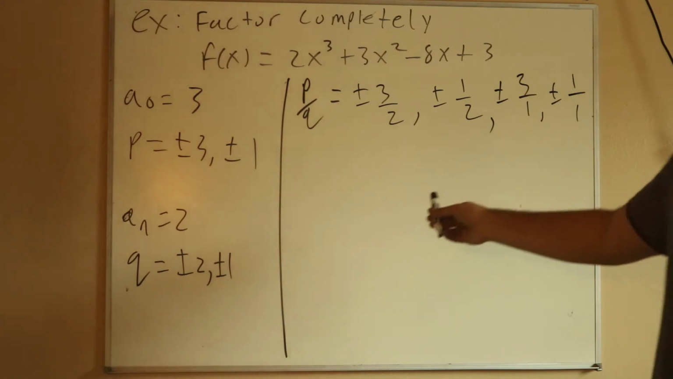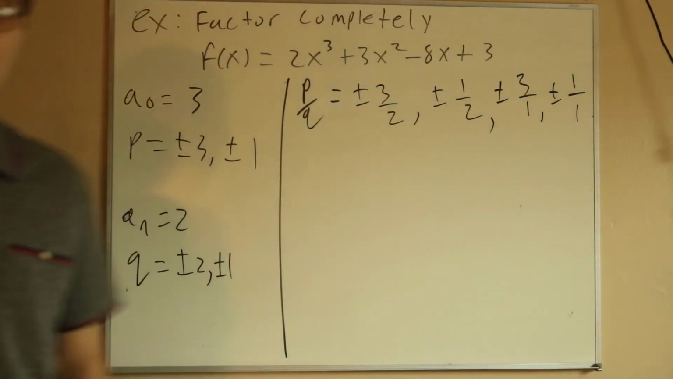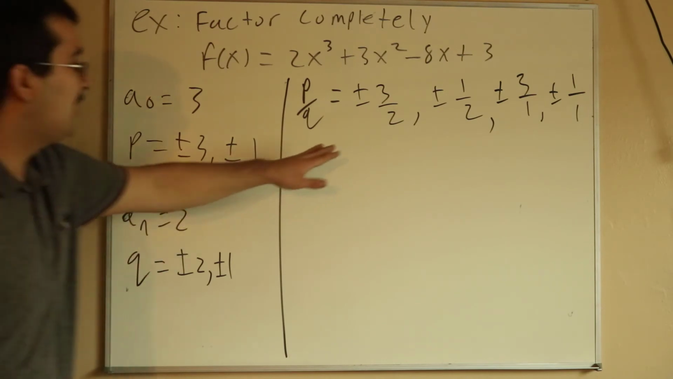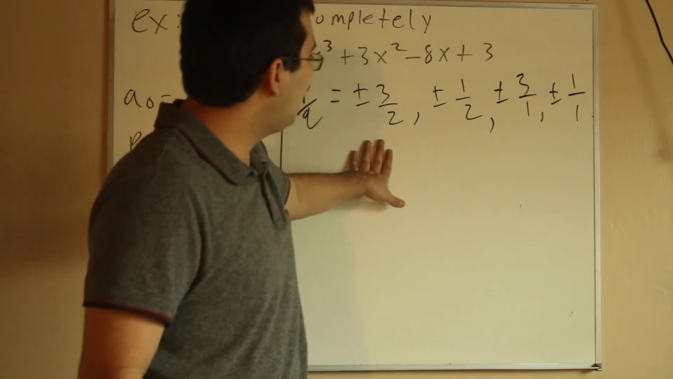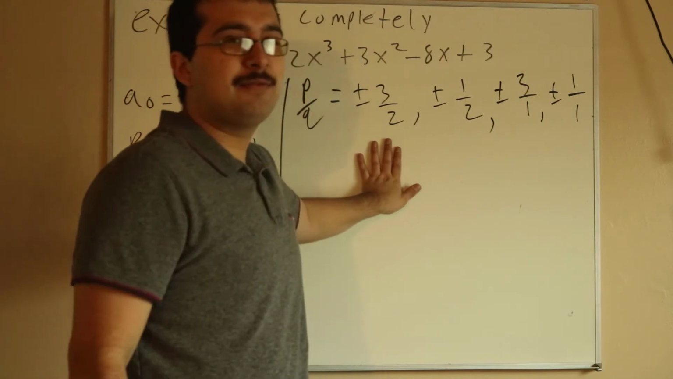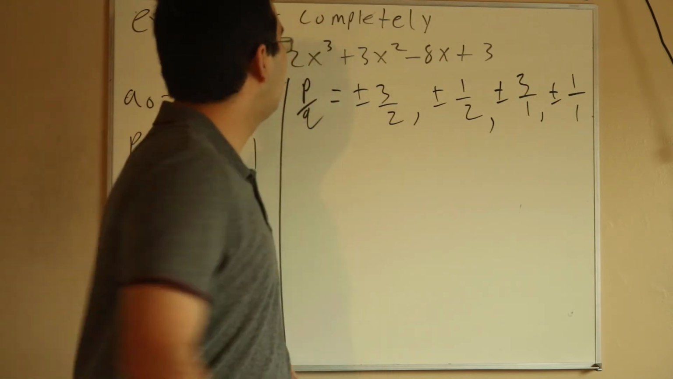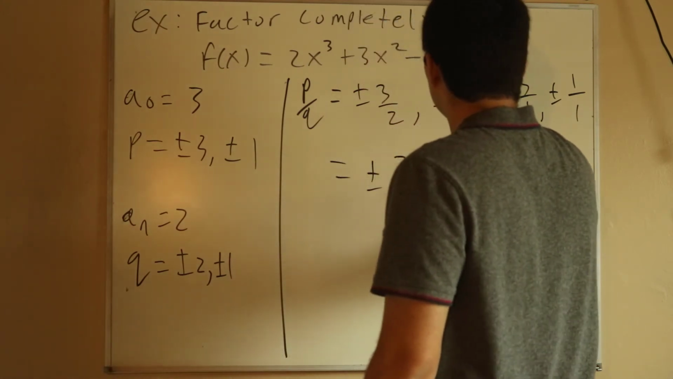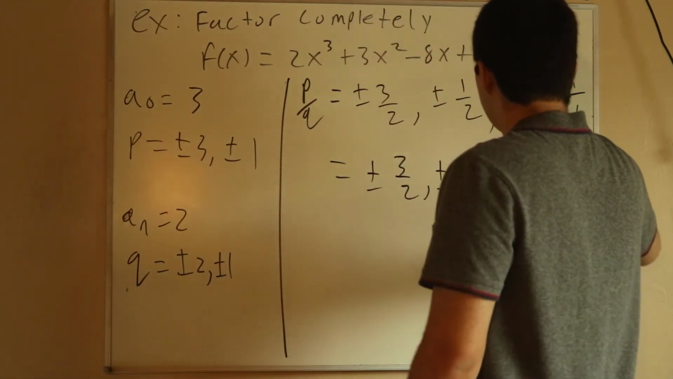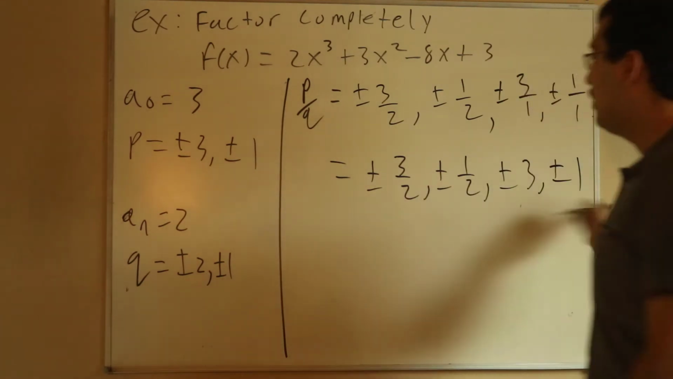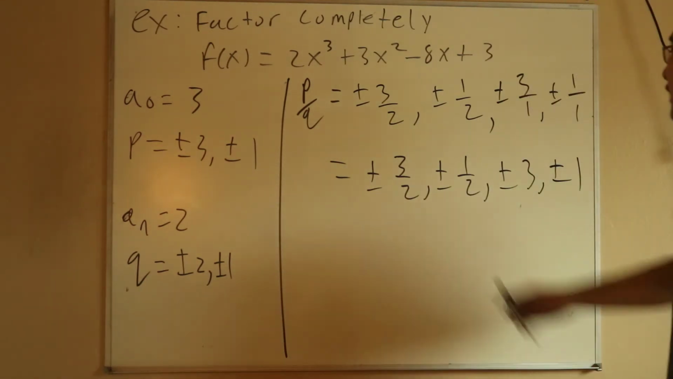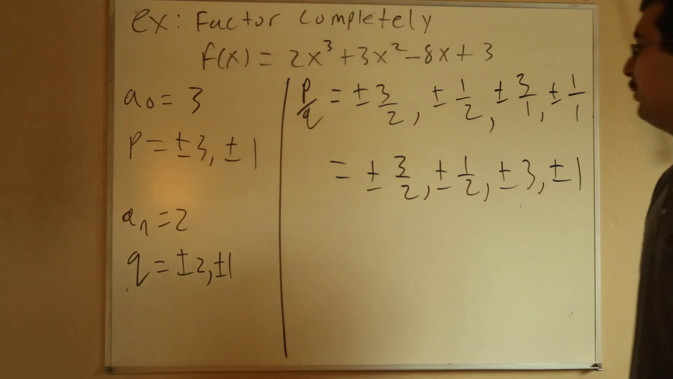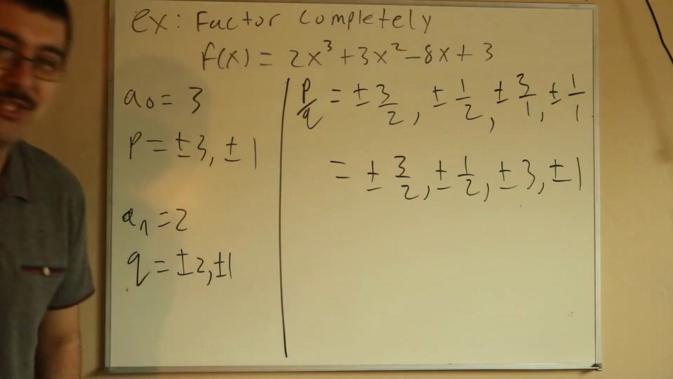Hopefully now with this example we can see why that p over q step becomes much more important when that a_n value isn't 1, because we get some weirder numbers with these 3 halves and 1 halves. But regardless, moving forward, we'll simplify down because we always want the most simplified form. So we get this list of, how many numbers is that? 1, 2, 3, 4. We get this list of 8 numbers we now have to check. All right, so let's go ahead and walk through that.